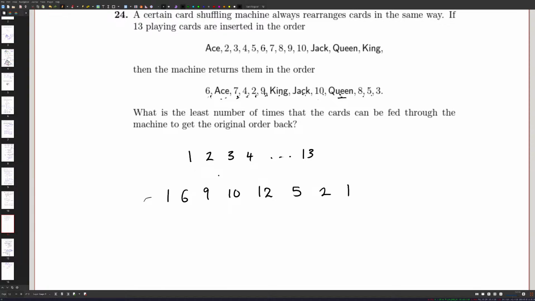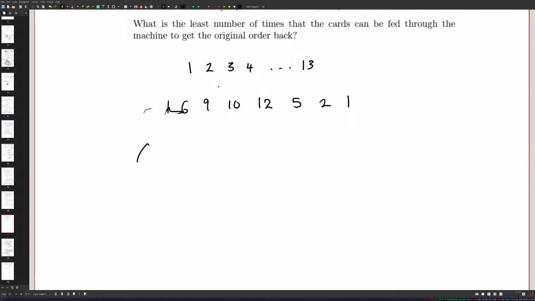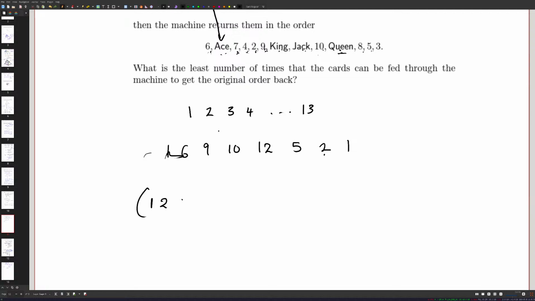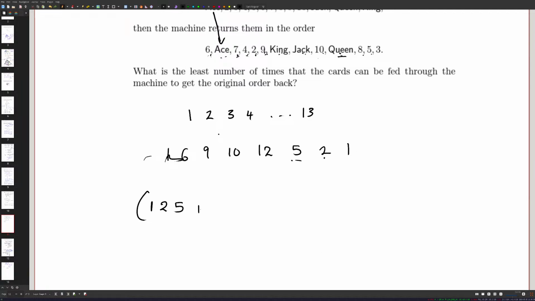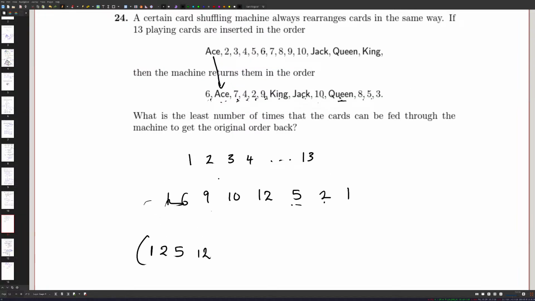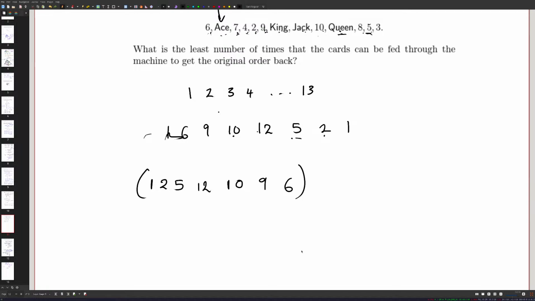So what I actually meant to say is that the card that was in position 1 goes to position 2. And the way I'm going to notate this is the card that was in position 1 goes to position 2. And the card that was in position 2 goes to position 5. And the card that was in position 5 goes to position 12. And the card that was in position 12 goes to position 10. And the card that was in position 10 goes to position 9. And the card that was in position 9 goes to position 6. And then the 6 goes back to 1.